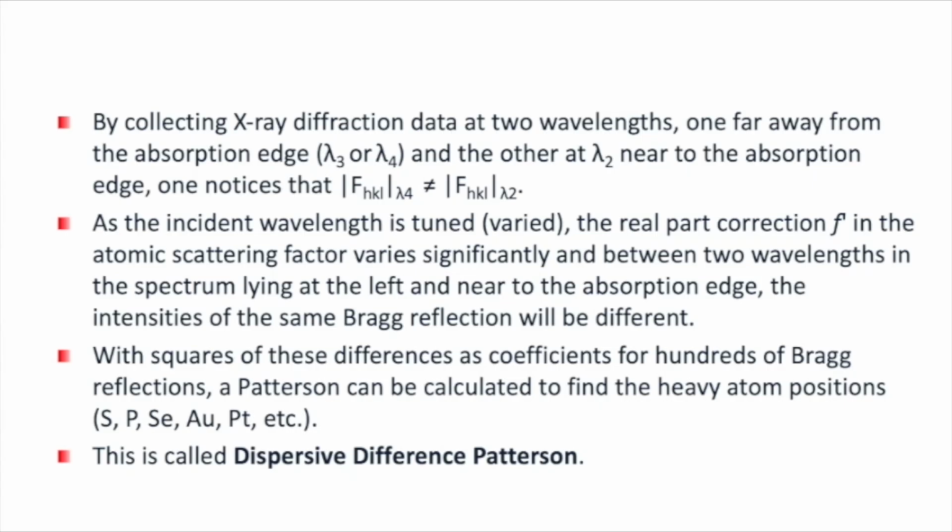The other is the dispersive difference. Suppose you collect data at the lambda 2 wavelength, you look at the curve, there will be a negative value at the minimum. If you take any wavelength near the starting point of the curve, that also you can take. Between these two wavelengths, you find an enormous difference in f prime. F prime is negative, so the structure factor values will not be the same. So that difference will be there. That is known as dispersive differences.